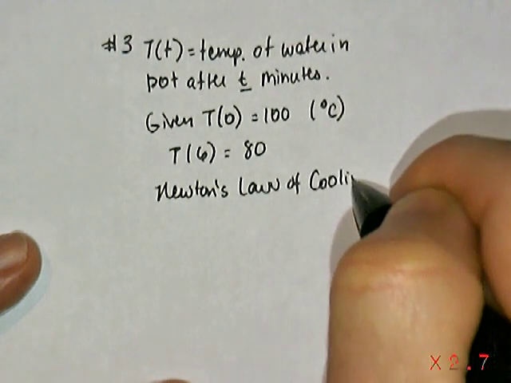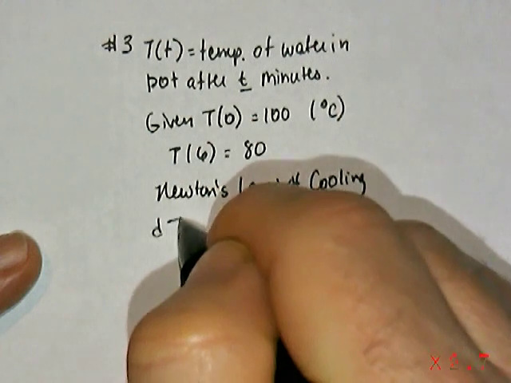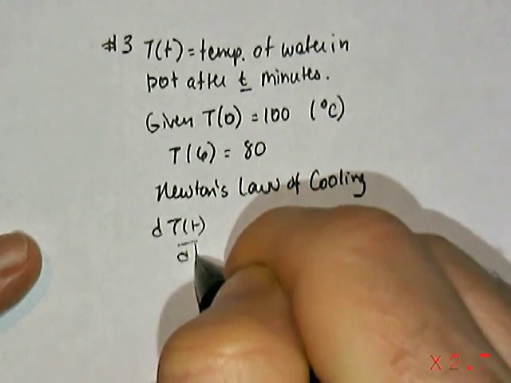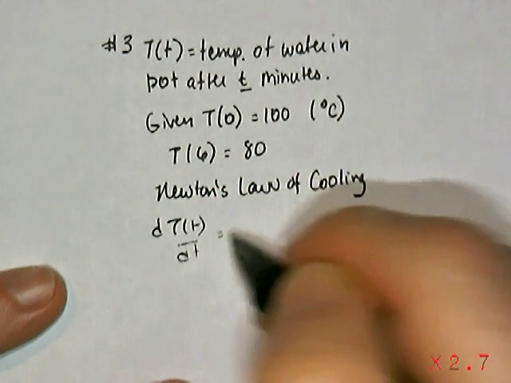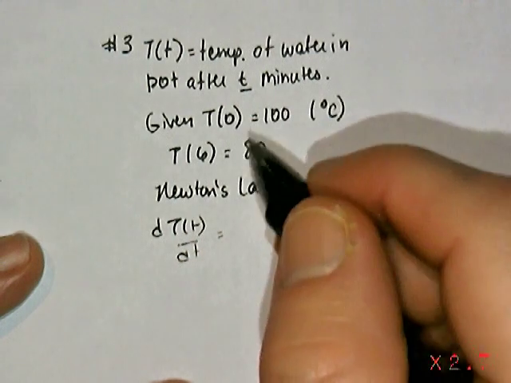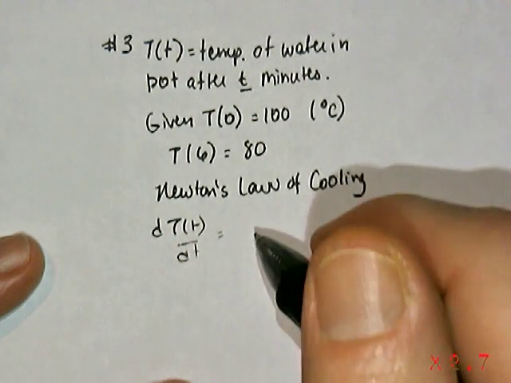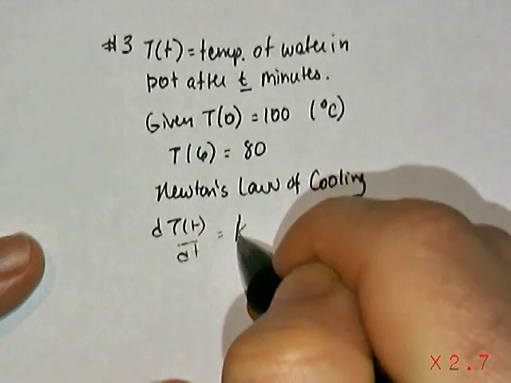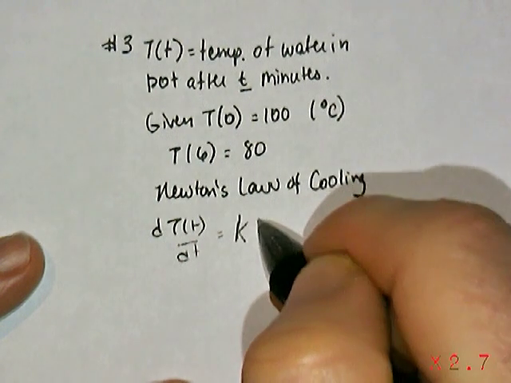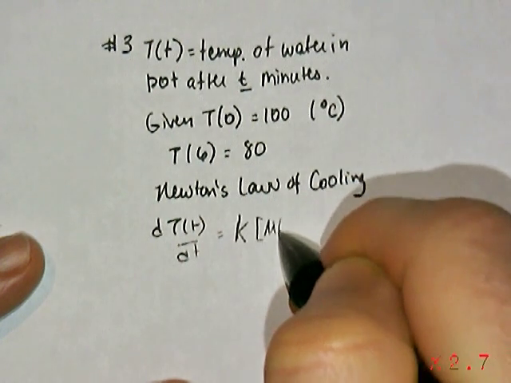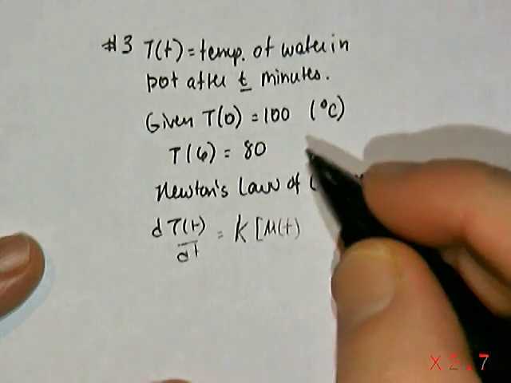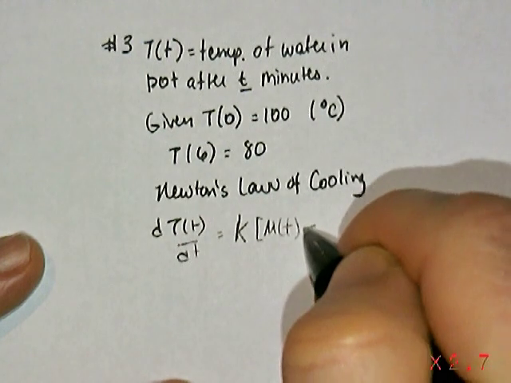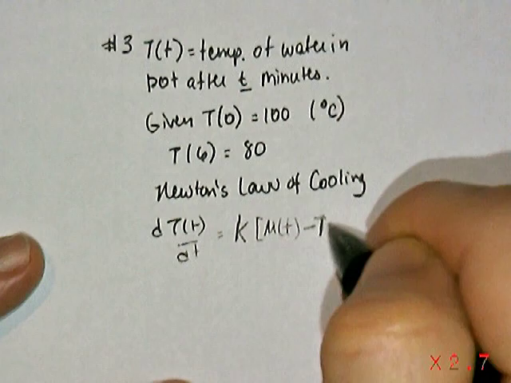Which states that the rate of change of temperature is proportional to the difference between your inside temperature and the outside temperature, the environment. That could be written in this form: K is the constant, the time constant in particular, times M of t minus the quantity capital T of little t.